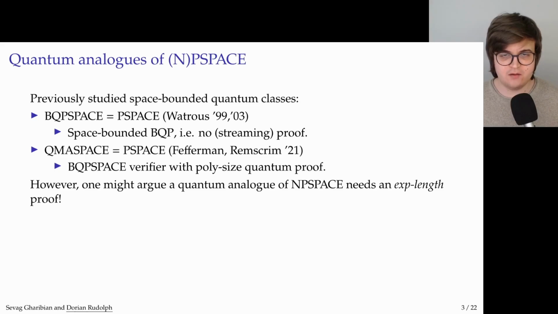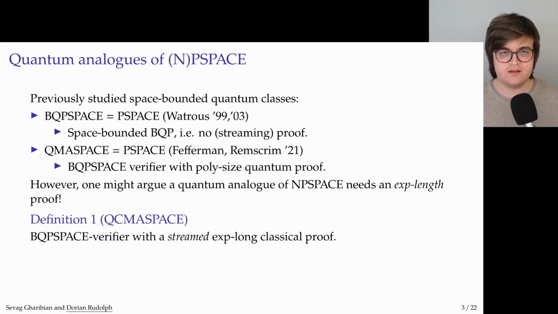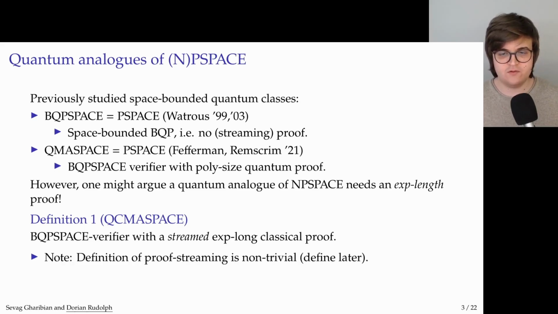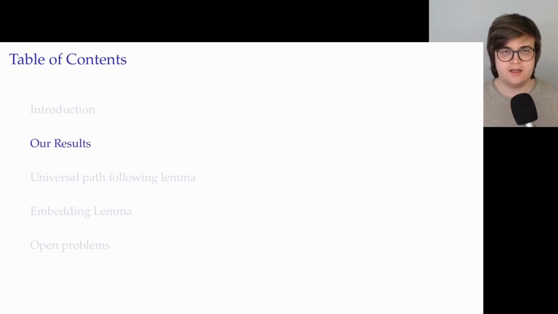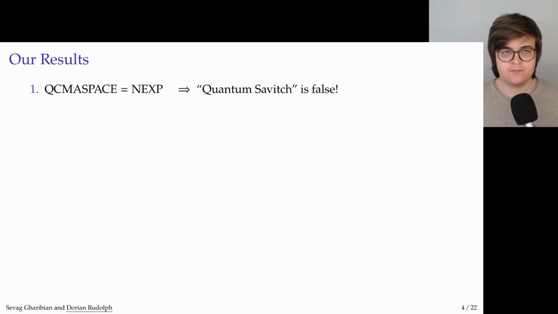However, one might argue that the quantum analog of NPSPACE also needs an exponential length proof. This leads us to introduce the notion of QCMASPACE, which is a BQP space verifier with an exponentially long streamed proof. I'll define proof streaming later more formally. Next, I'd like to present our results.